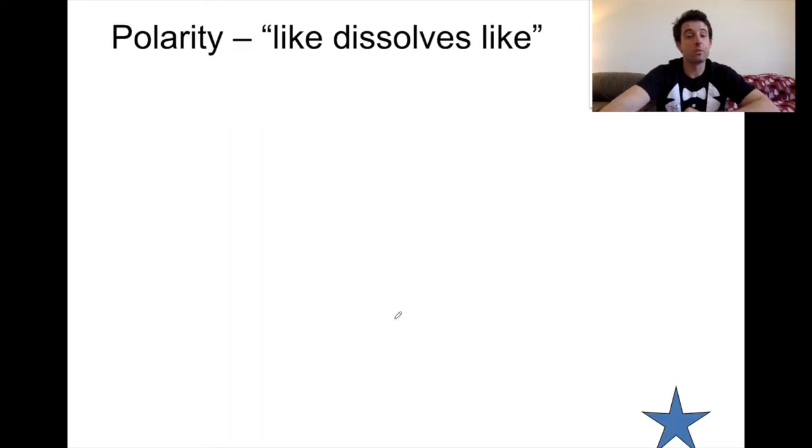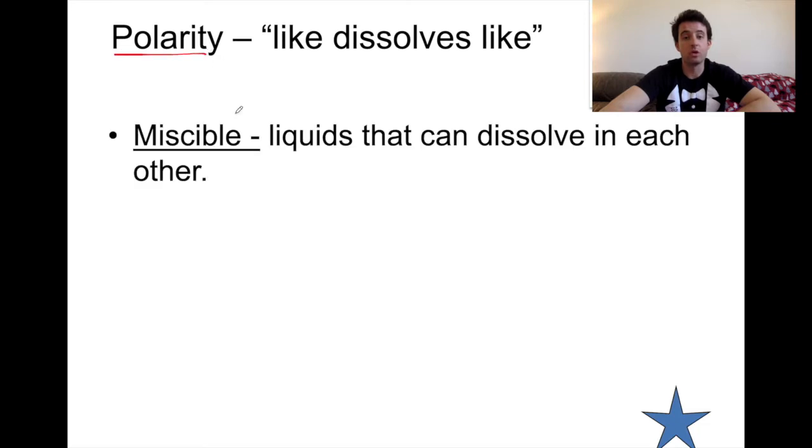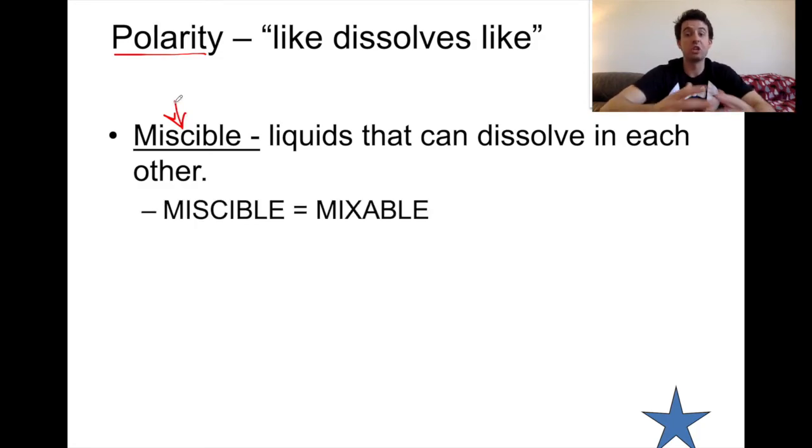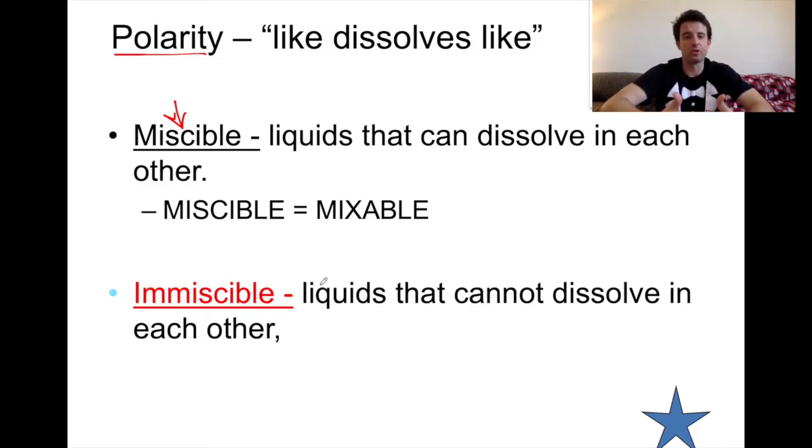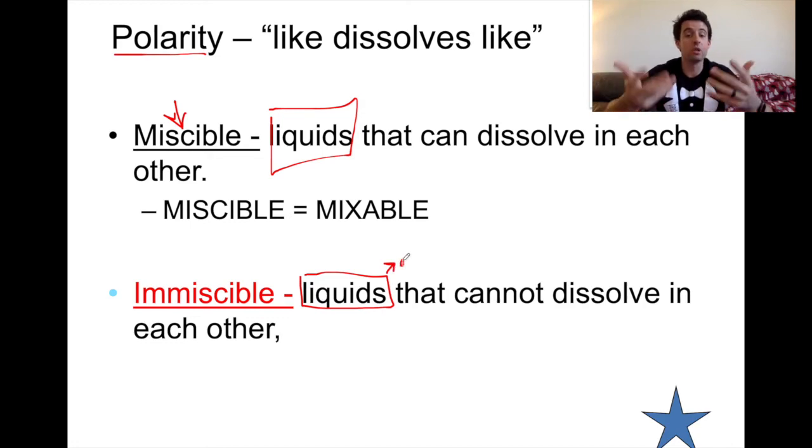Okay, next thing we want to talk about is polarity, like dissolves like. We've got two terms that we want you to know: miscible and immiscible. Miscible means that liquids can dissolve in each other. When I hear the phrase miscible, I think mixable, right? You can mix two things together. Liquids that you can mix together include things like water and vinegar. If you mix water and vinegar together, they will mix, they will dissolve. Immiscible is a term for liquids that cannot dissolve into each other.